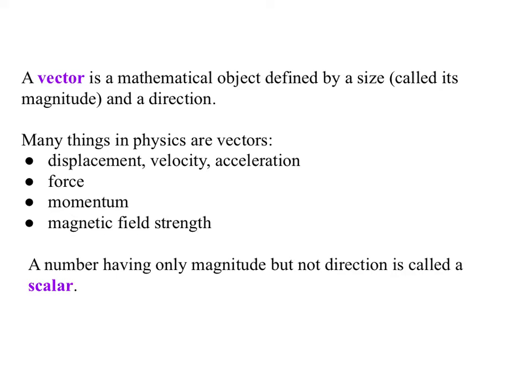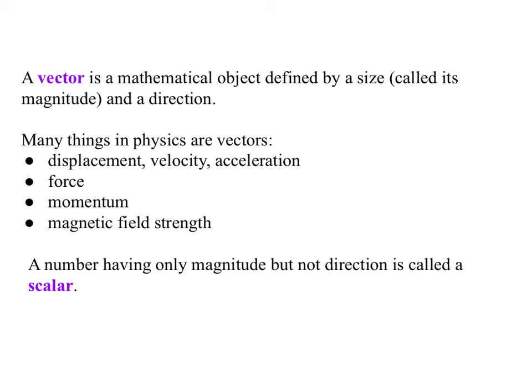Okay, today we're going to formalize some of what we just said and make vectors a little bit more mathematically consistent. As a reminder, a vector is a mathematical object defined by a size, which we call its magnitude, and a direction. Many things in physics are vectors, such as displacement and velocity and acceleration, things we've already talked about. You need to know where something is. You also need to know what direction it's heading or what direction it's being accelerated.